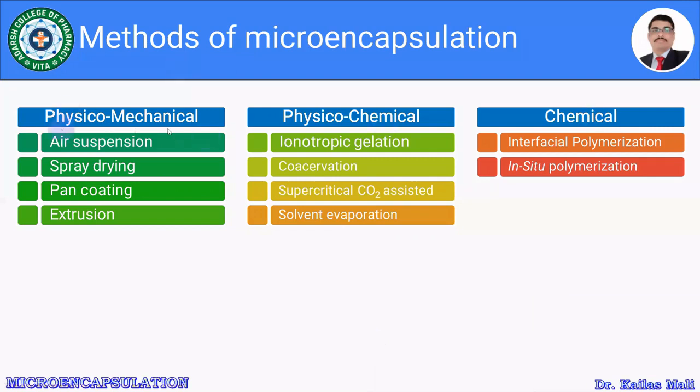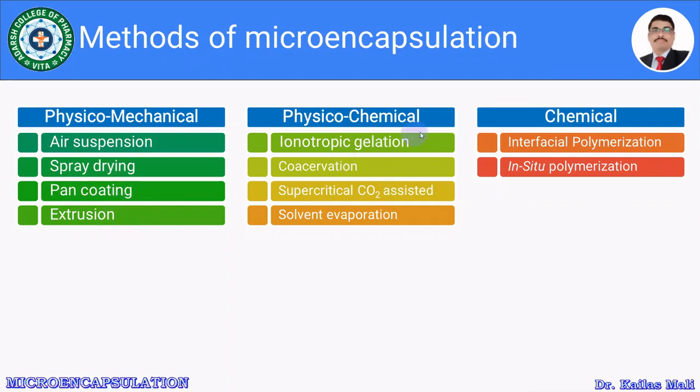The very first one is physico-mechanical. The second one is physico-chemical, and the third one is chemical. In the physico-mechanical, there are four methods. The very first one is air suspension, that is by using a Wurster coater. The second one is spray drying. The third one is pan coating, and the fourth one is extrusion.